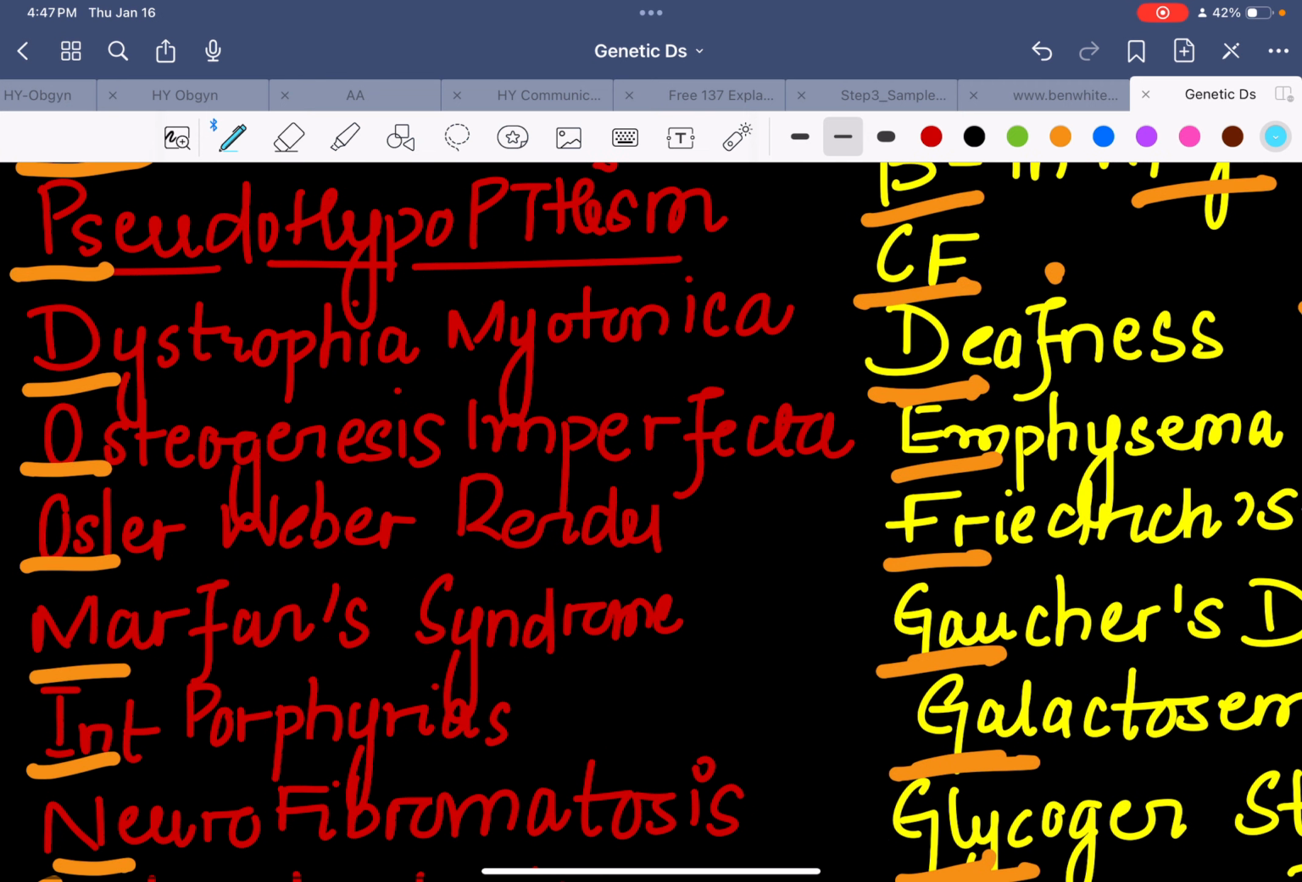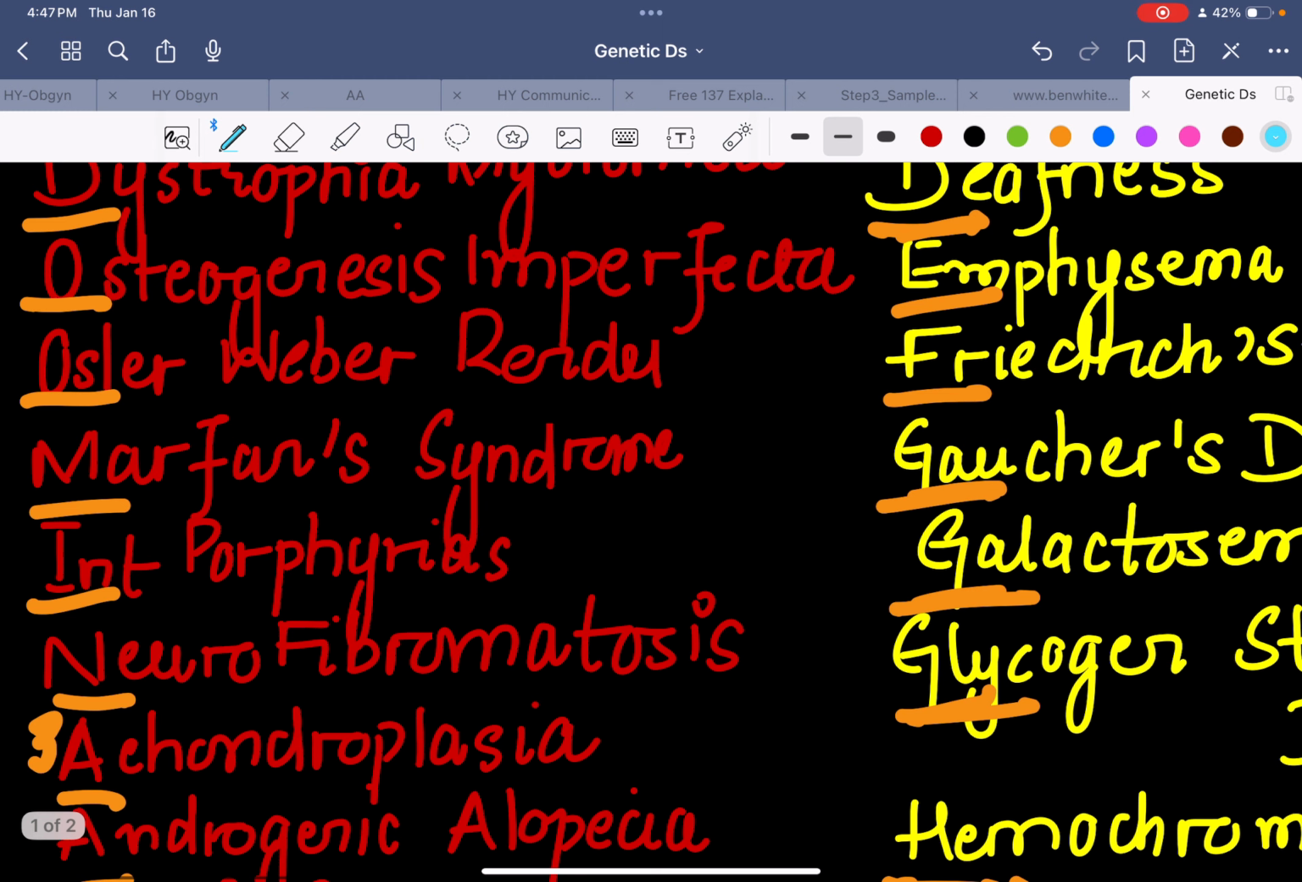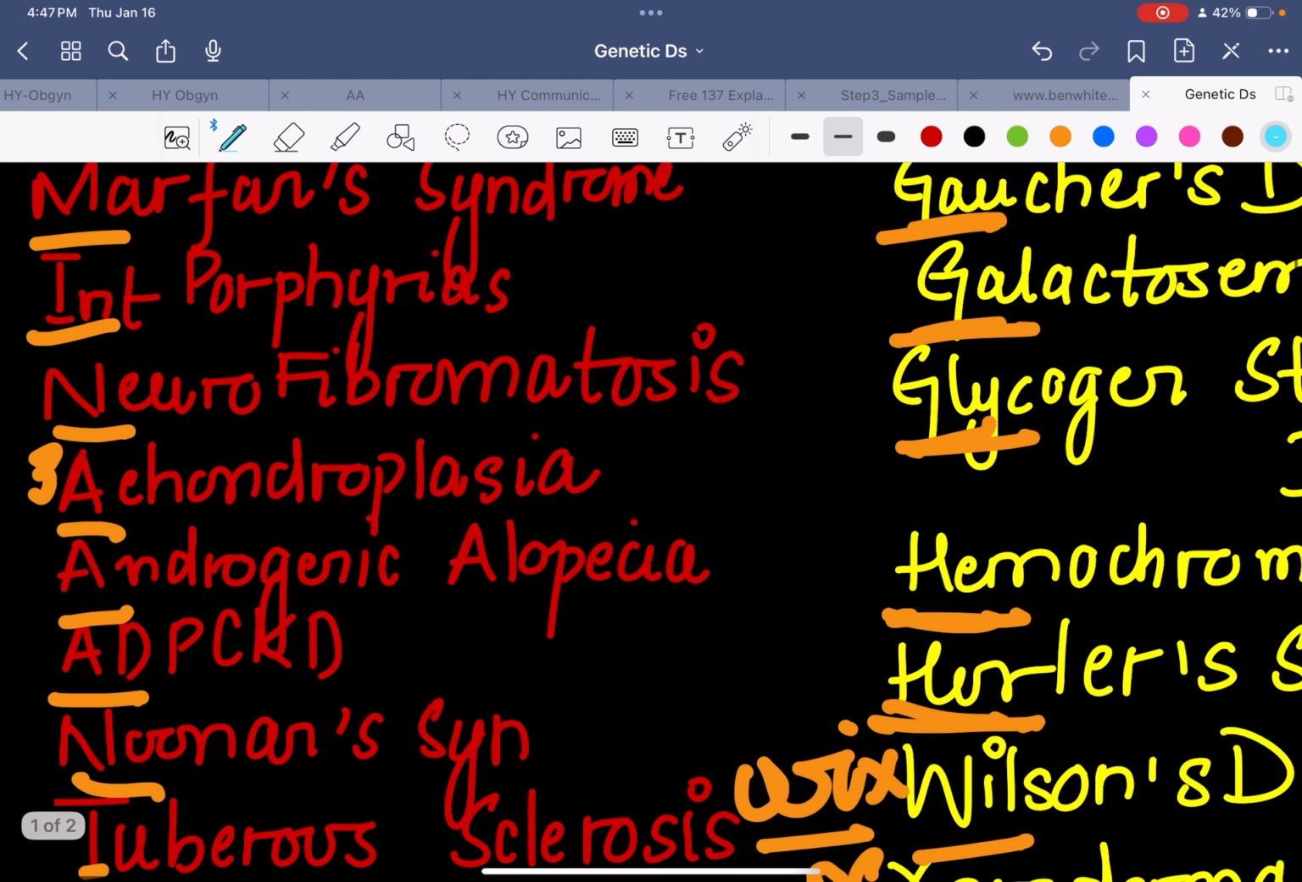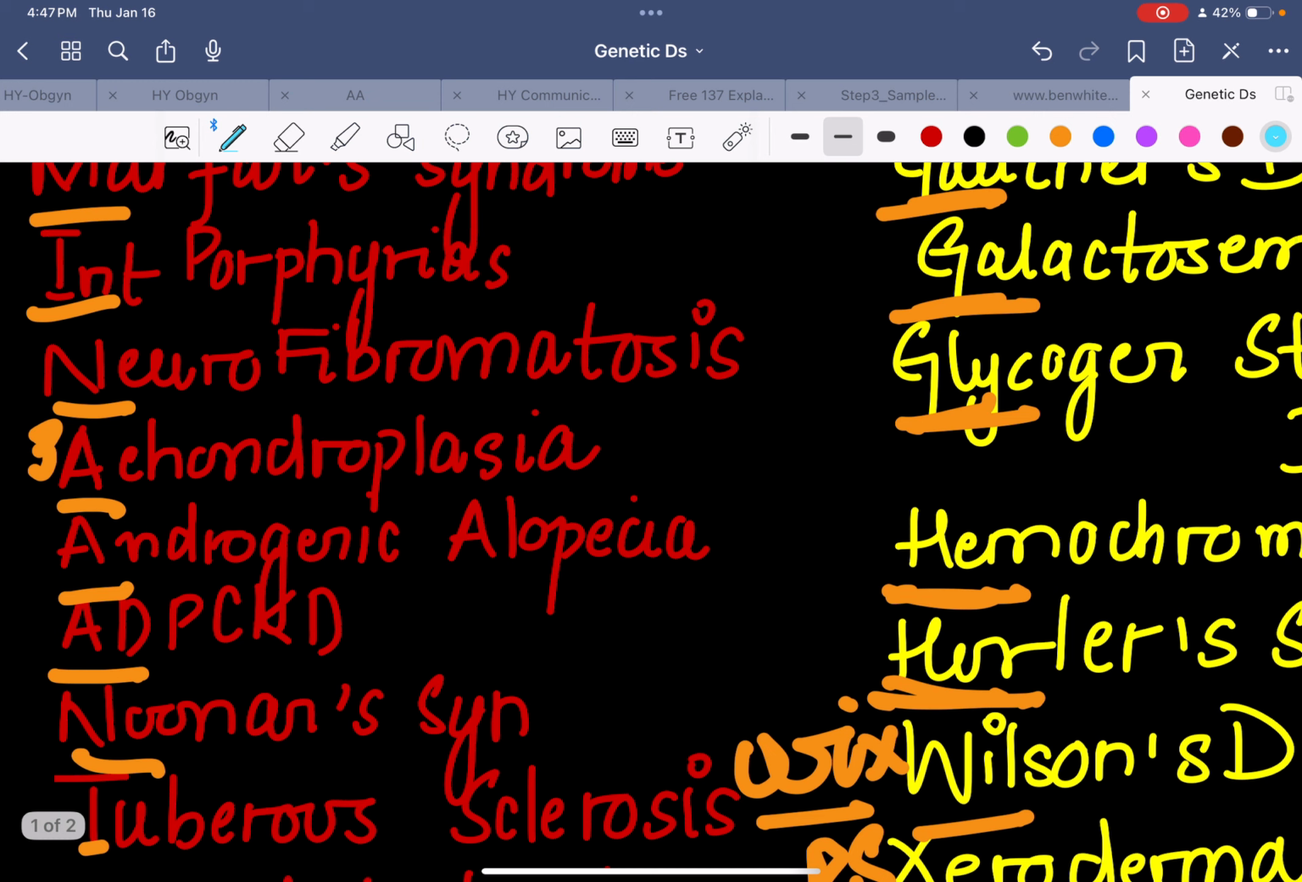O is for osteogenesis imperfecta. O is for Osler-Weber-Rendu syndrome. M is for Marfan's. I is for intermittent porphyria. N is for Noonan syndrome. A is for achondroplasia. A is for androgenic alopecia. And A is for autosomal dominant polycystic kidney disease. N is for Noonan's. T is for tuberous sclerosis.